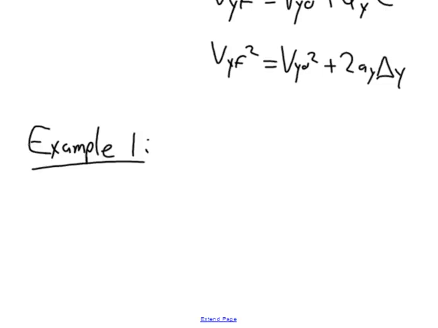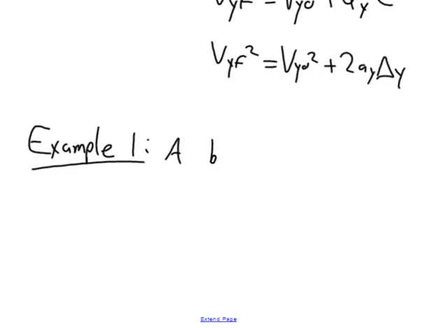Example 1 of 1. We're just going to have a ball being kicked off of a cliff. So the classic example of this problem is a cannon fired horizontally or a ball kicked horizontally. We're going to go with the soccer ball.